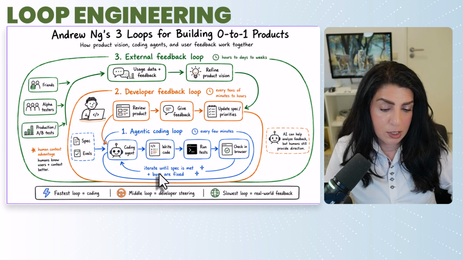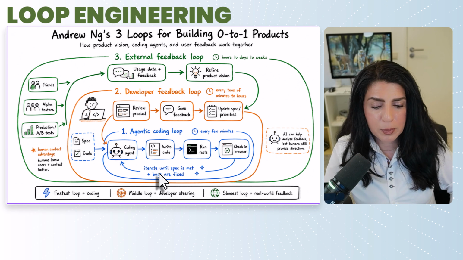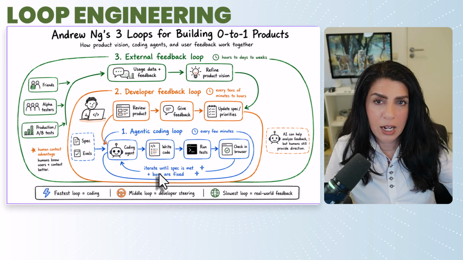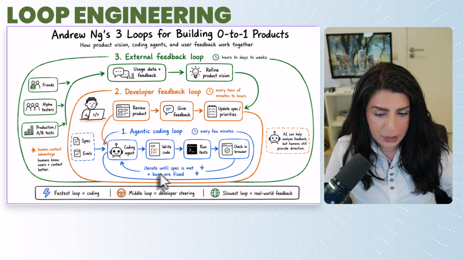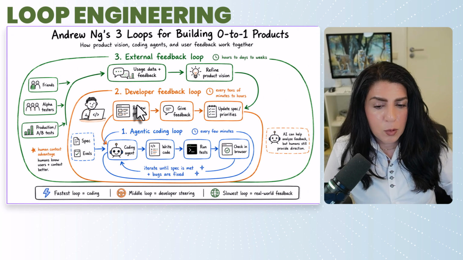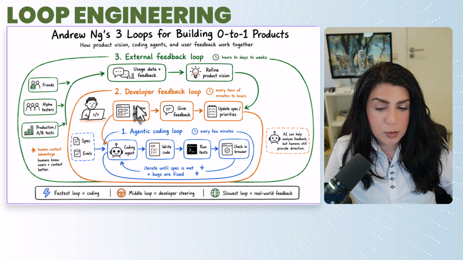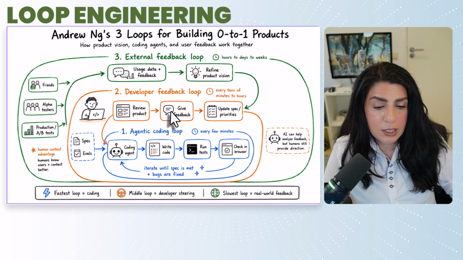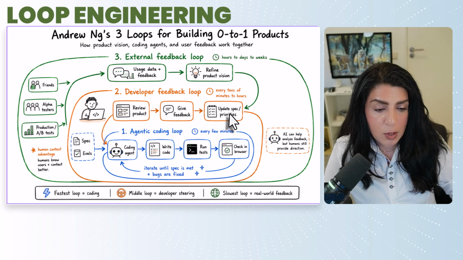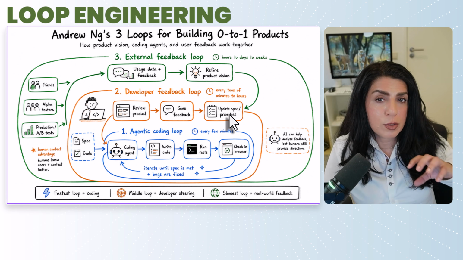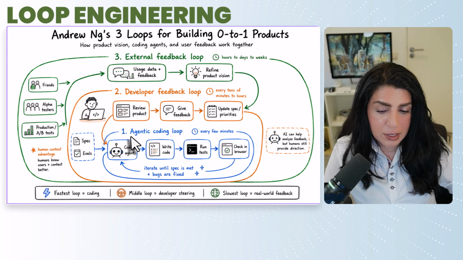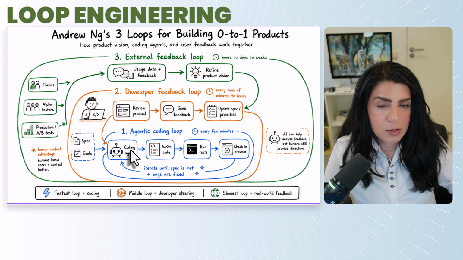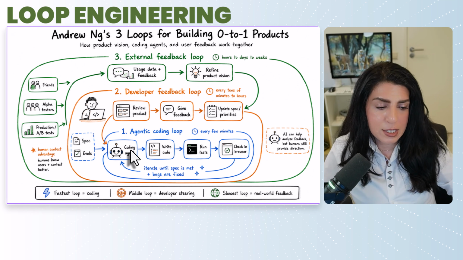So if we have BMAD or plan mode or superpowers or any of those skills, I have it in my skills video. That's the part where we try to meet those specs. In the second loop, we have the developer feedback loop. So we review the product and then give feedback. And then we update spec and priorities. So we are going to get back to our priorities and just update them. So you can see it also gets back to the first one, and we run it again and see what the result is.